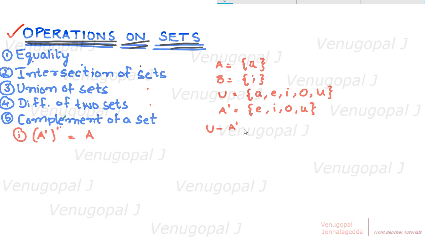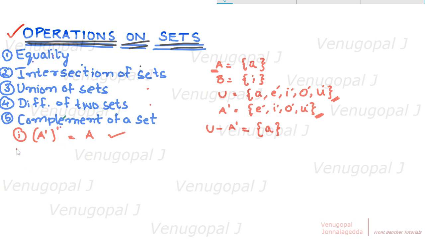So I have A complement here and I have the universal set here, right? Finding the difference: how do I find the difference? I find the common elements. Common elements are E, I, O, U. So what do I get? I remove these common elements, and what I get is element A, which is actually set A. So the first property, the complement of A complement is equal to A, holds true.